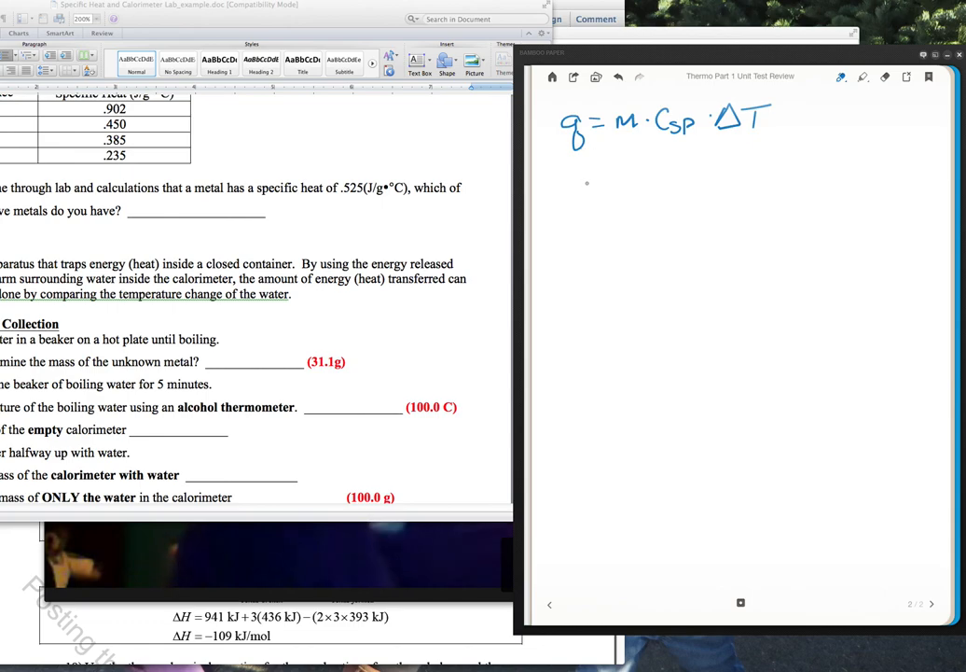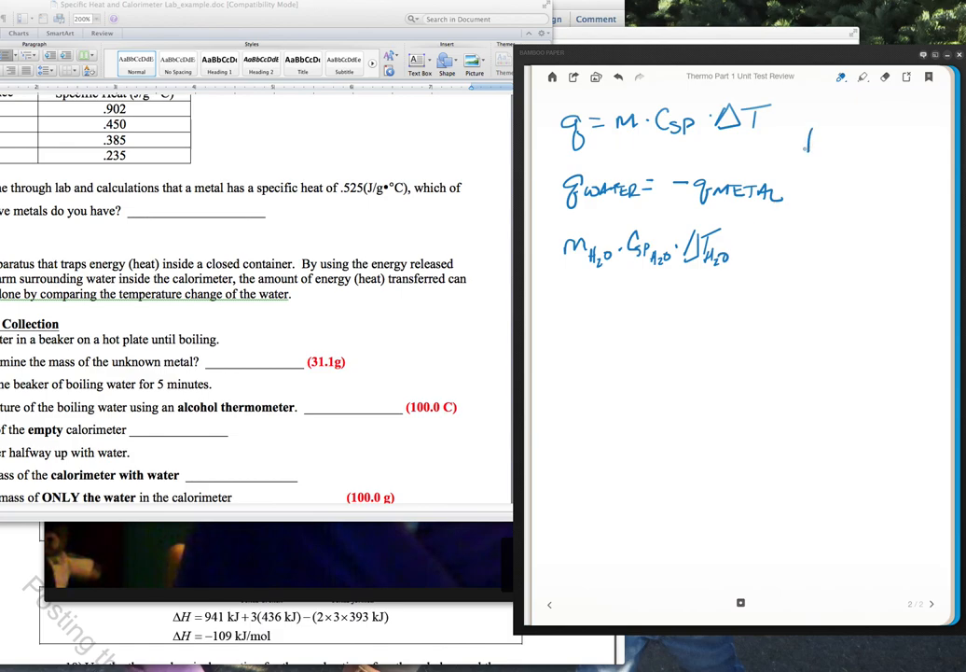So, we have this equation: the Q of the water is equal to negative Q of the metal. This one's negative because it's losing heat and this one's positive because it's gaining. So basically that's what we're doing. We've got the M of the H2O times the Cs of H2O times the delta T of the H2O.